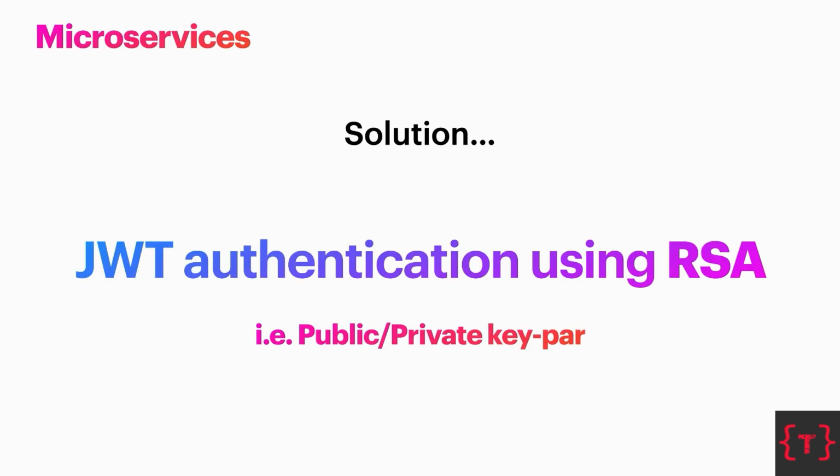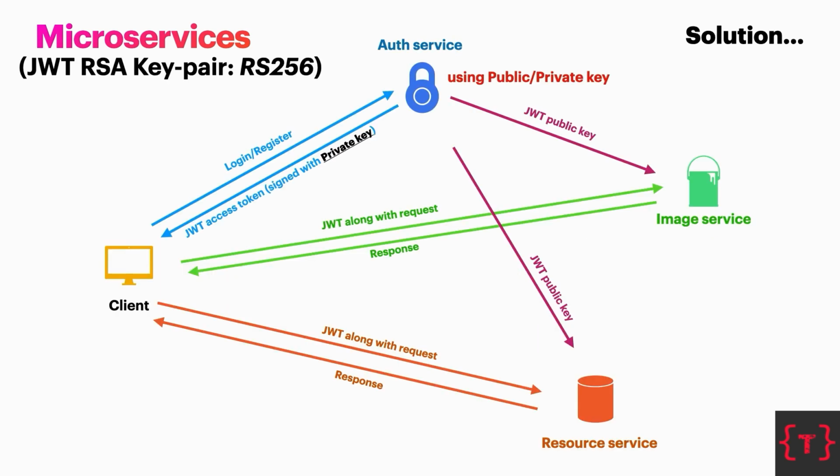So now the solution is to do authentication using RSA, that is, the public and private key pair. Let's have a look at the diagram here. Here we are using RS256. Don't worry about this. I'll be doing all that in code and you will get to know how it is all done. Don't be overwhelmed by this.